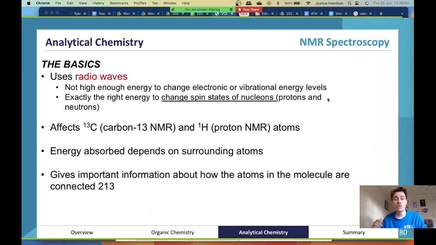Now, the basics. It uses radio waves. It's not high enough energy to change electronic or vibrational states, but it's exactly the right amount of energy to change spin states of nucleons. So what you're going to write for this is: NMR uses radio waves to change the spin states of the nucleons, full stop. That's your one sentence. For IR spec, it was that IR radiation changes vibrational states, which can be detected. Here we're going to say radio waves change the spin states of nucleons, which can be detected. So it's just what type of radiation is used, what changes in the molecule, and then that it can be detected. It's as simple as that.